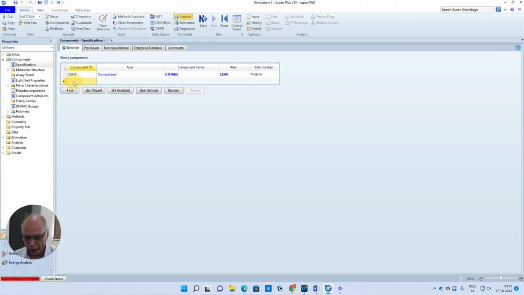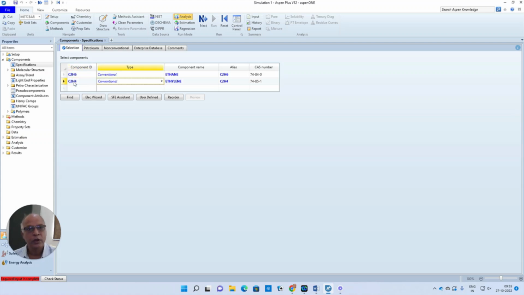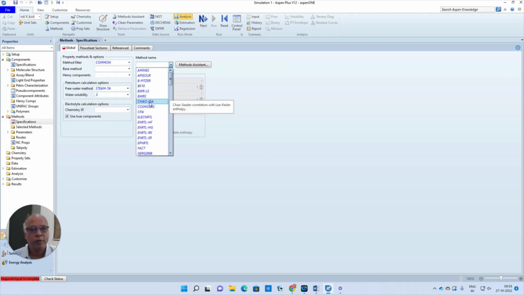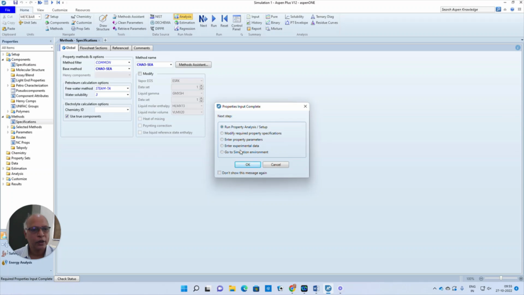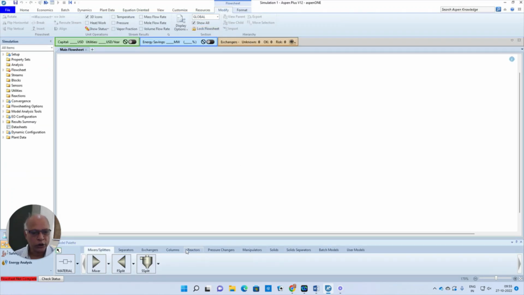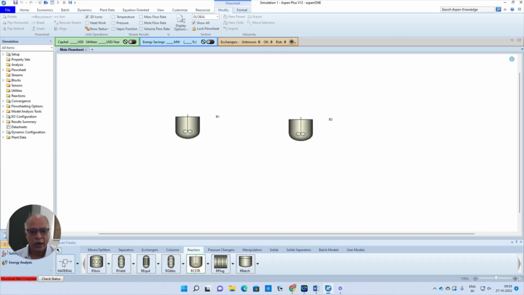So define the components that are involved in the problem. These are the three components that we have. Go to the next step, choose a property model, go to the next step and the simulation environment, and try to draw your flow sheet. So we have two CSTRs operating in series. Let me create those two and connect input and output streams.